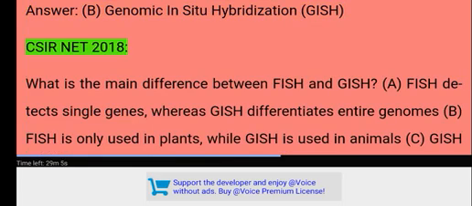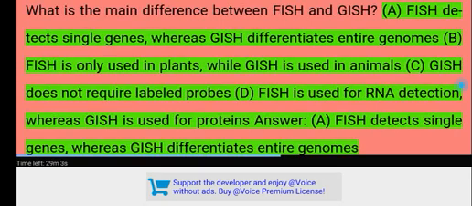CSIR NET 2018. What is the main difference between FISH and GISH? A. FISH detects single genes, whereas GISH differentiates entire genomes. B. FISH is only used in plants, while GISH is used in animals. C. GISH does not require labeled probes. D. FISH is used for RNA detection, whereas GISH is used for proteins. Answer: A. FISH detects single genes, whereas GISH differentiates entire genomes.